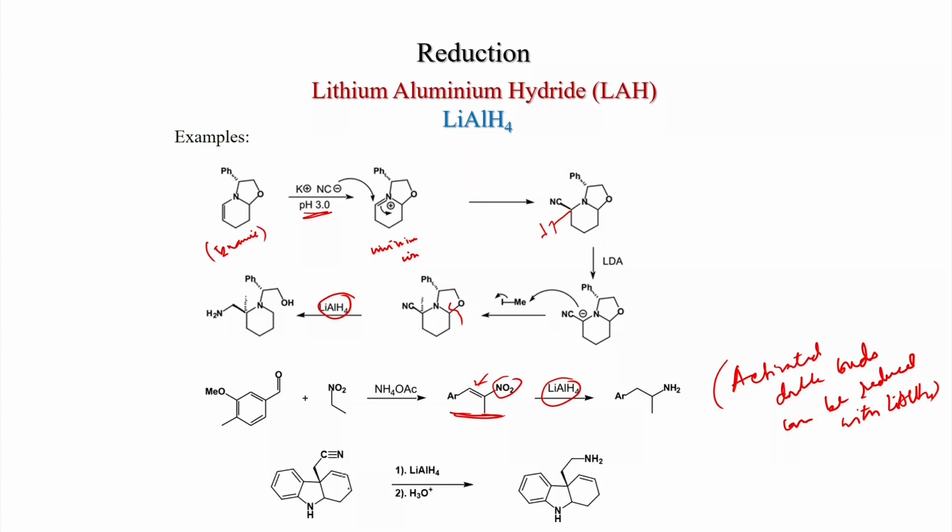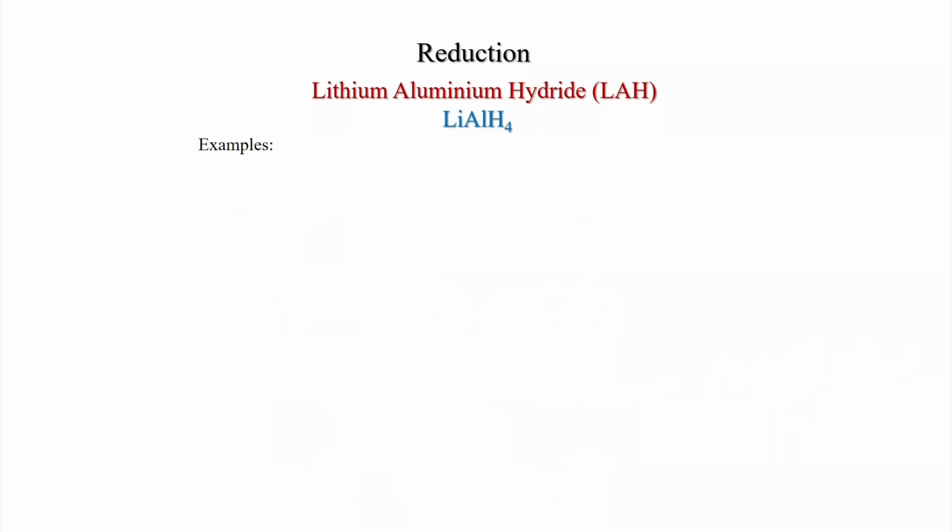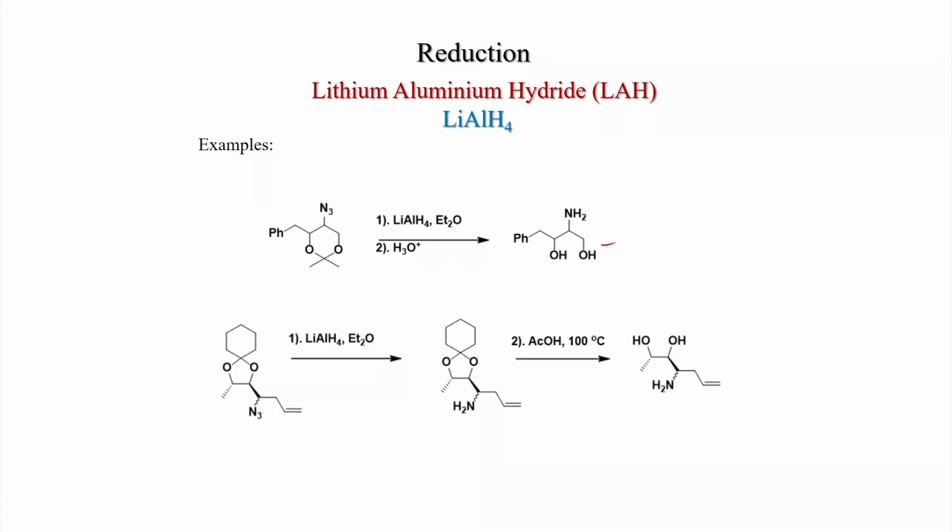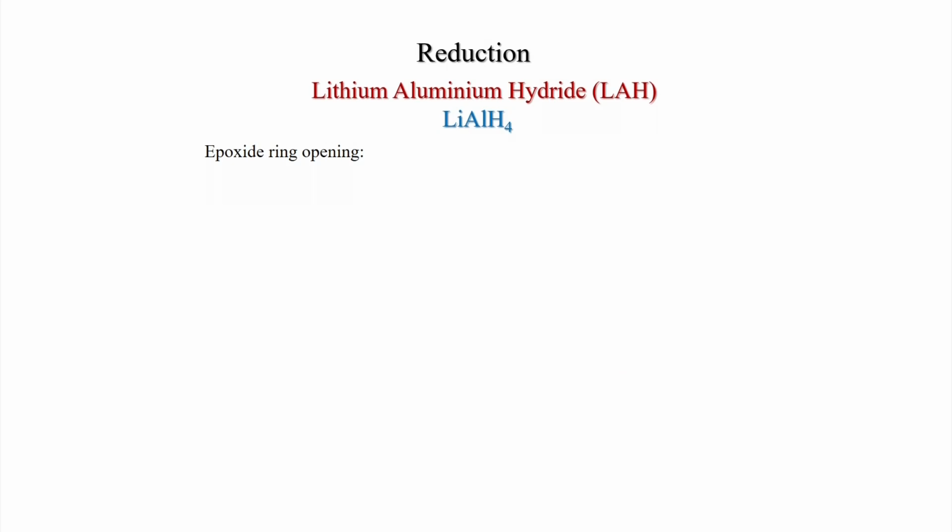Here a nitrile is there; with lithium aluminum hydride reaction followed by acidic quench, you get the amine. Here is one more example, like a secondary azide is there; with lithium aluminum hydride condition, you get a secondary amine. Here also azide is present, you get a primary amine, and after acetic acid you get the cleavage of the ketal, you get free diol.